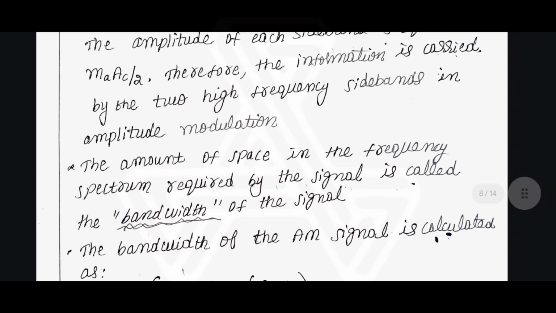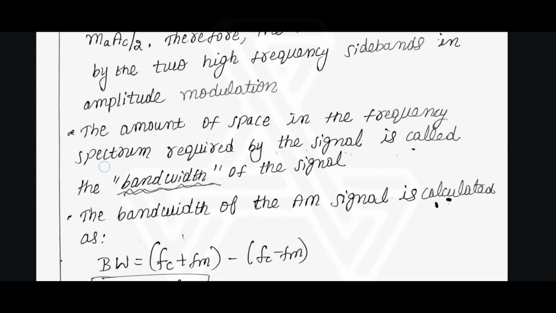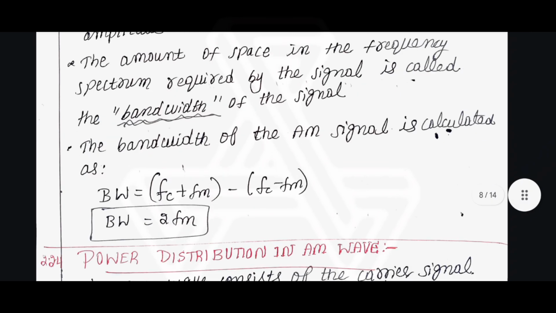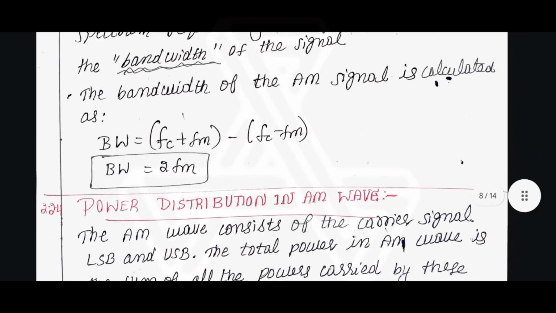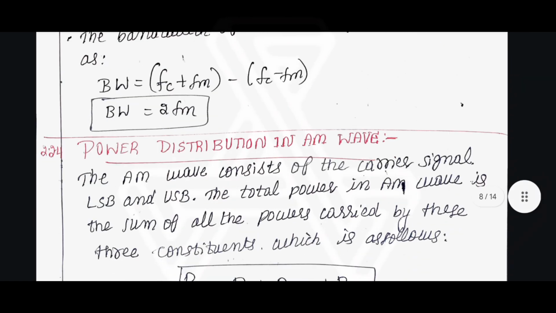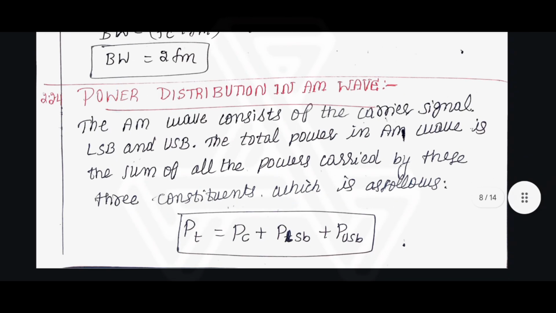The amount of space in the frequency spectrum required by the signal is called the bandwidth of the signal. The bandwidth of the AM signal is calculated as BW is equal to fc plus fm minus fc minus fm. BW is equal to 2fm. Power distribution in AM wave.